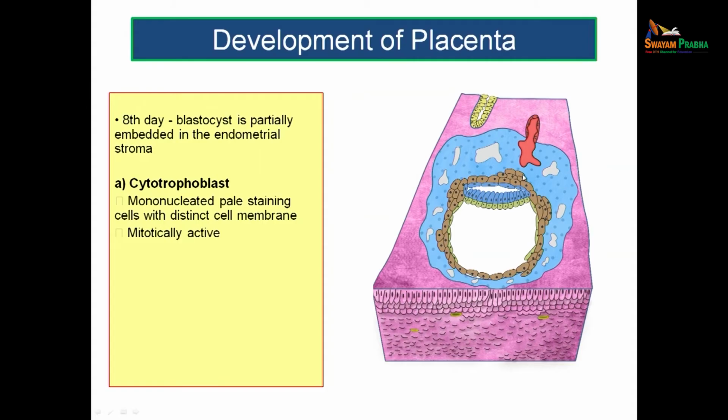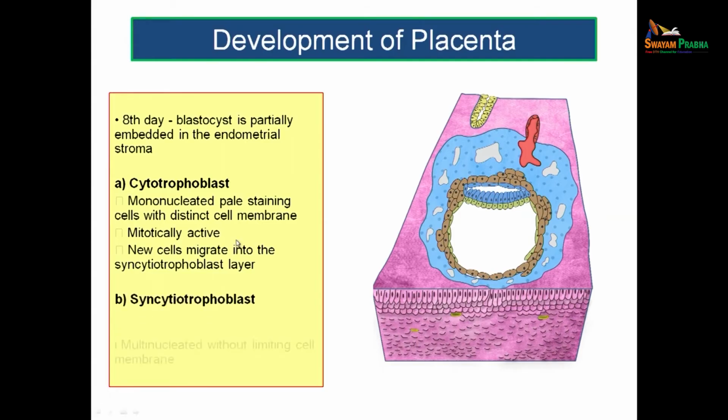They are mononucleated, pale staining cells with distinct cell membranes. You can see the cell membrane of each cell, and they are mitotically active. They give rise to new cells which fill up the syncytial trophoblast region also. So, they are mononucleated pale staining cells with distinct cell membranes, and they are mitotically active. New cells migrate into the superficial layer, that is the syncytial trophoblast layer.